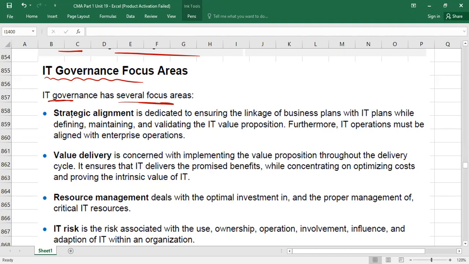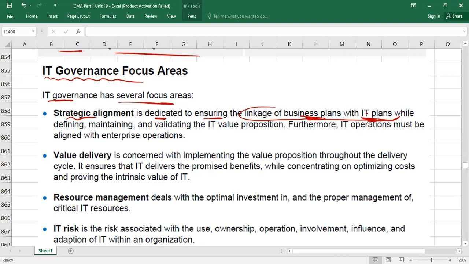Number one, strategic alignment. What is meant by strategic alignment? Strategic alignment is dedicated to ensuring the linkage of business plans with the IT plans. Do you remember, I told you under the COBIT model, when you are meeting the stakeholders' needs, first you need to know what their needs are. Then according to that, set the organizational goals, and then according to organizational goals, set the IT relevant goals. So the linkage between business plans and IT plans is called strategic alignment.